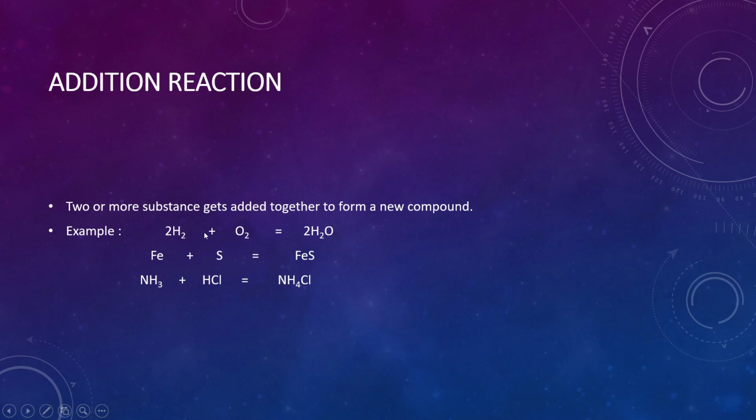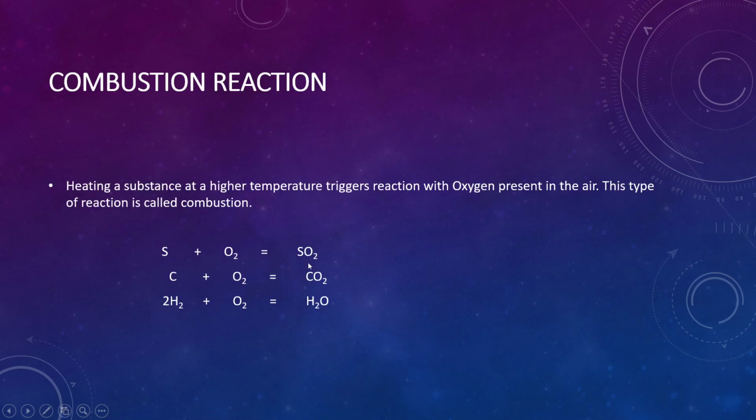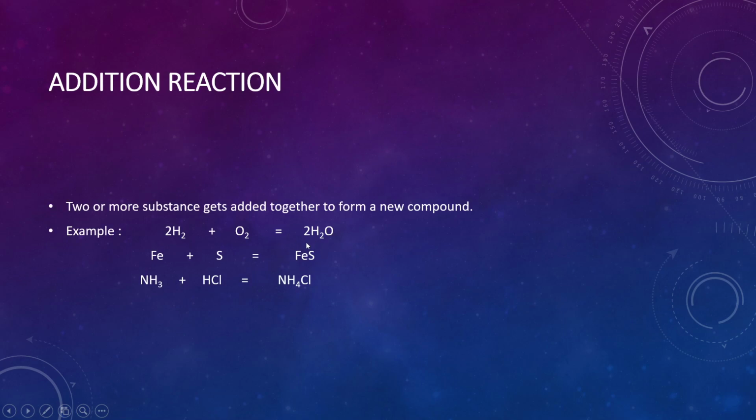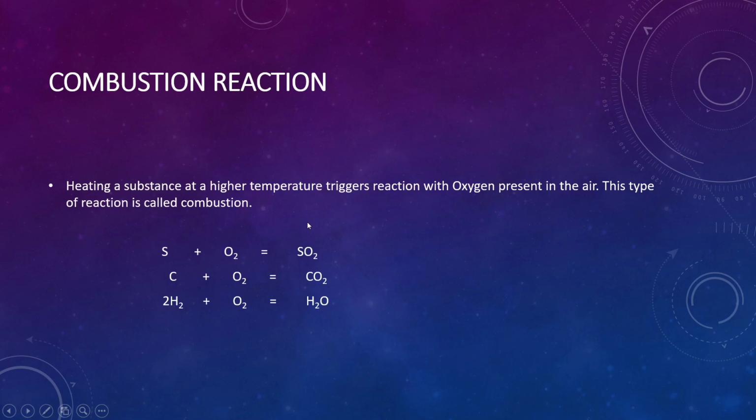So here's the example: hydrogen and oxygen making water, iron and sulfur making ferrous sulfide, and ammonia and hydrochloric acid making ammonium chloride. So here we can see that two substances are reacting to form a single new compound. This type of reaction is called addition reaction.